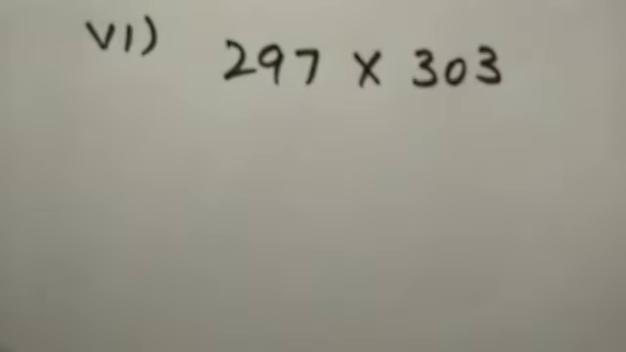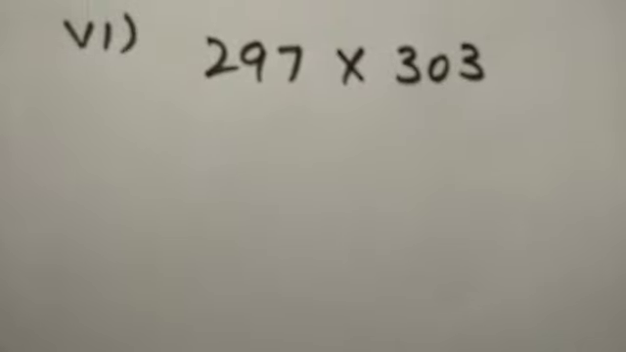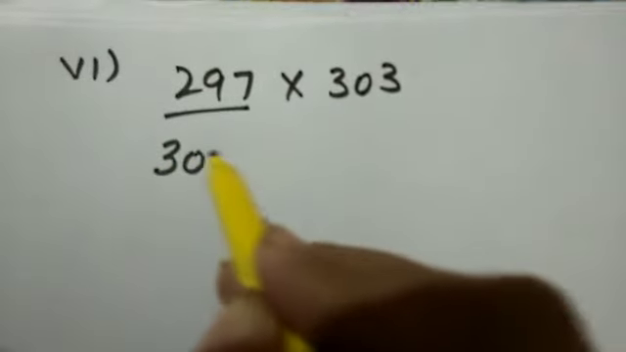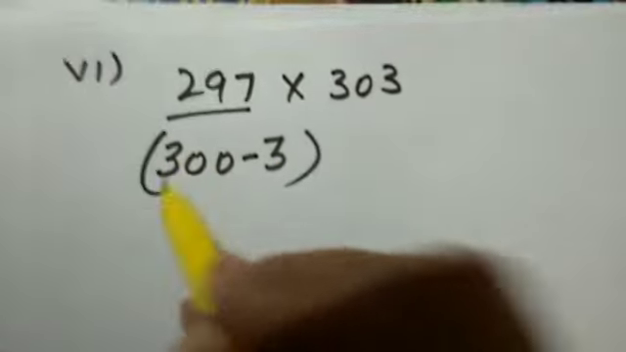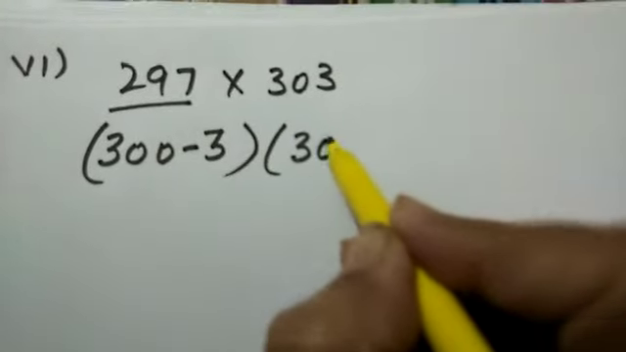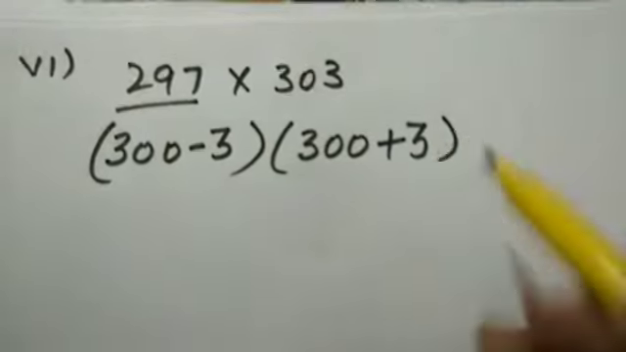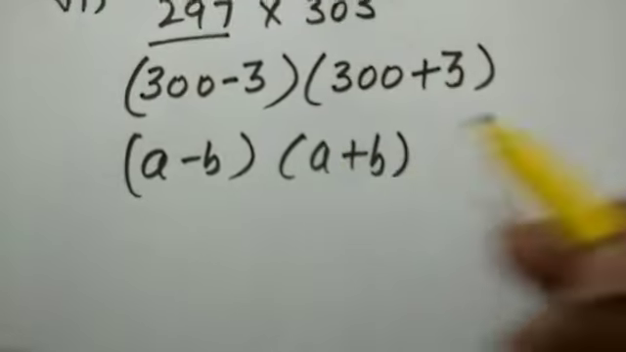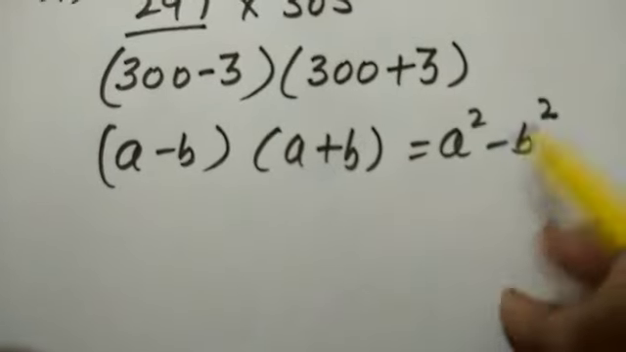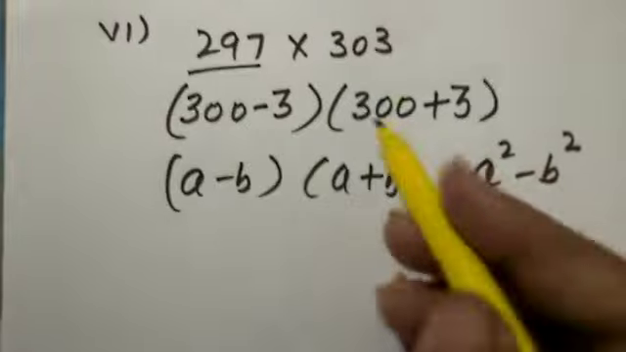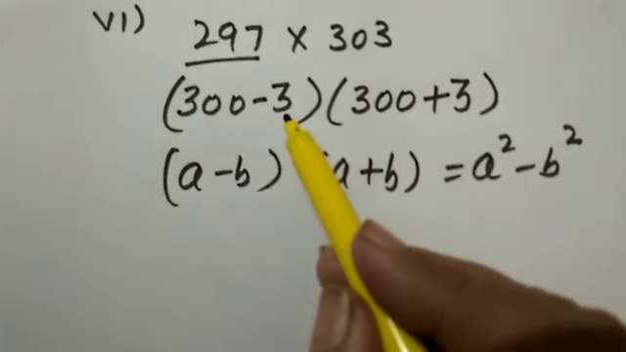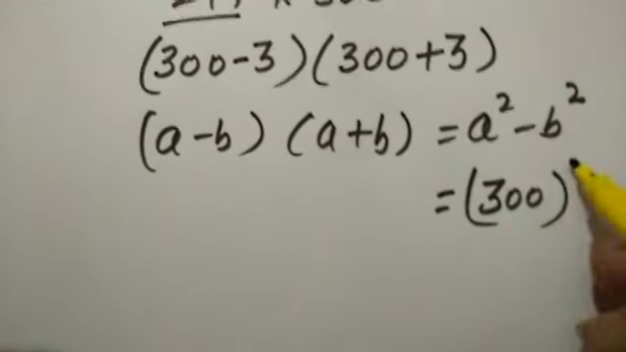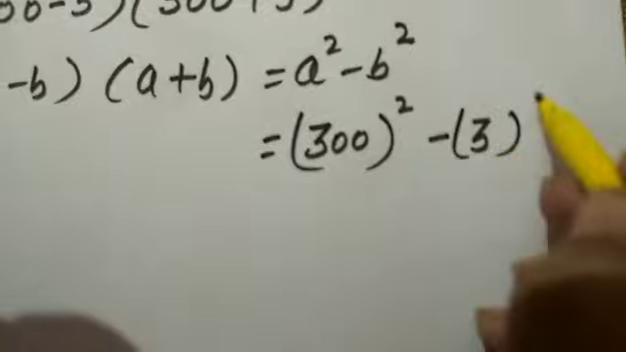Now I am taking its sixth part, 297 into 303. 297 will be 300 minus 3, and 303 will be 300 plus 3. So here we can use (a − b)(a + b), means our third identity a² − b². So value of a is 300 and value of b is 3.